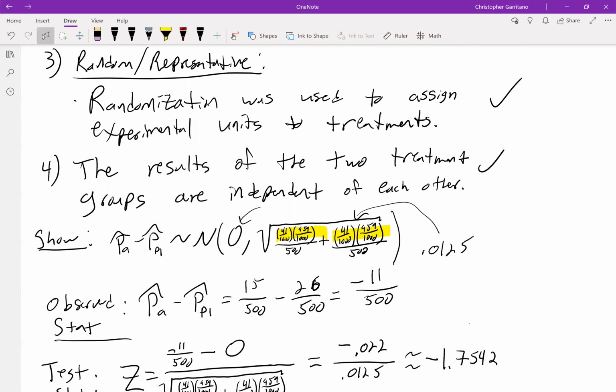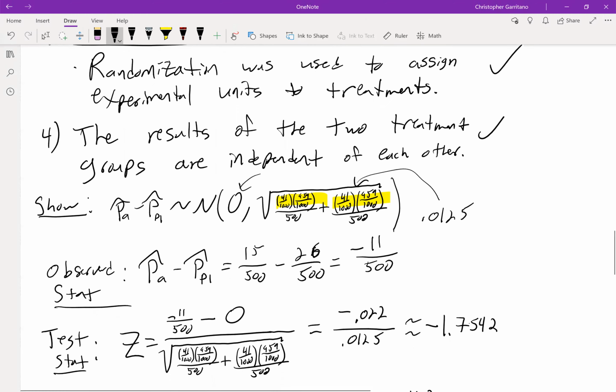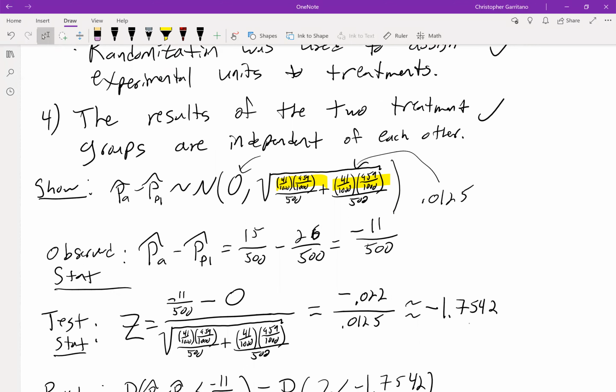All right, so it turns out that this standard error ends up simplifying to approximately 0.0125. Great. Now we list our observed statistics. So what difference did we observe? It turns out that that was -11 over 500. And then we calculate our test stat. So test stat is always observed minus mean over standard error. And in this case, that's -0.022 over 0.0125, which is approximately -1.7542. So that's the z-score of the observed statistic based on our null hypothesis assumption.